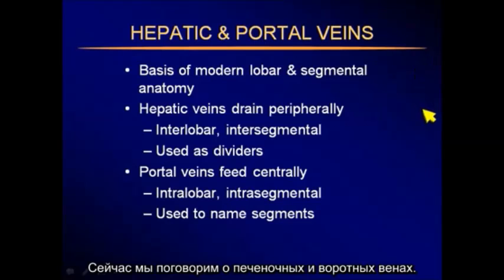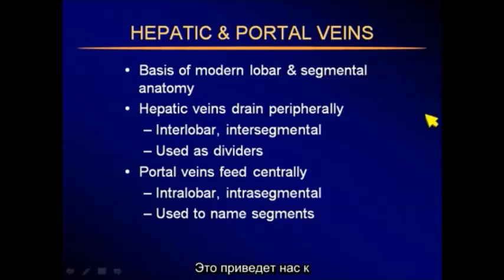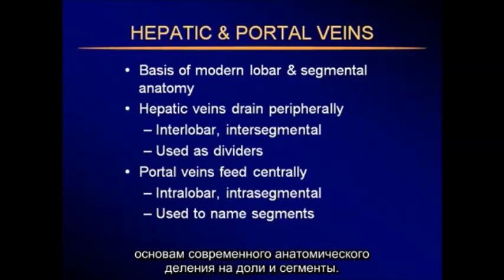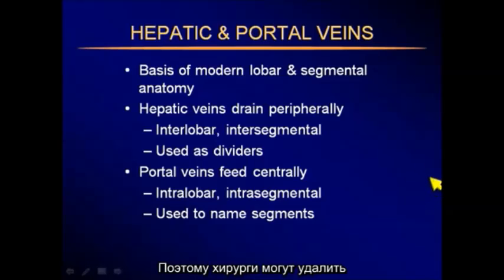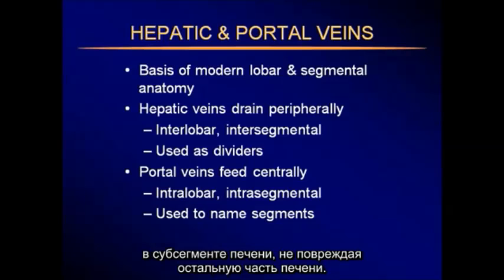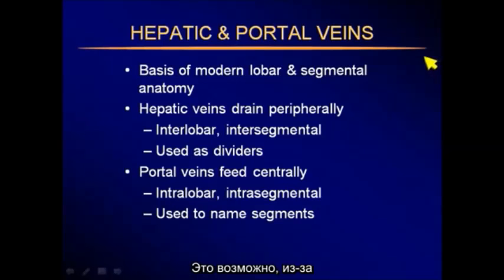So now that we've talked about the hepatic and the portal veins, this leads us into the basis of modern lobar and segmental anatomy. This is the basis of surgical procedures nowadays. This is the reason why surgeons can go in and remove a subsegment of the liver, let's say a metastasis in a subsegment, and not harm other parts of the liver. This is possible because of our understanding of this lobar and segmental anatomy.